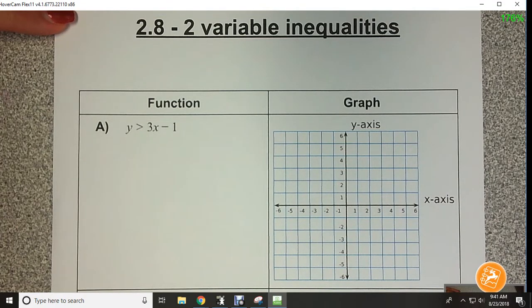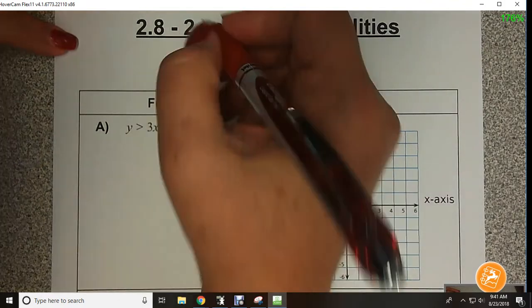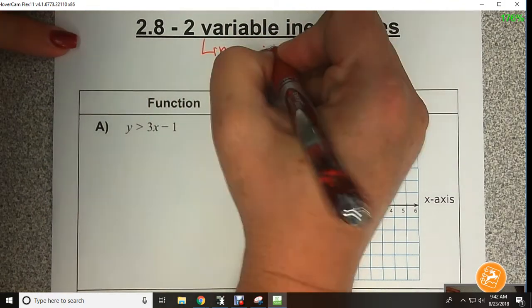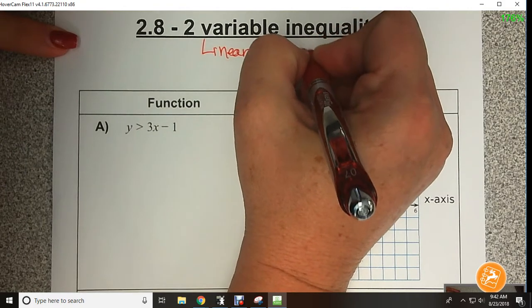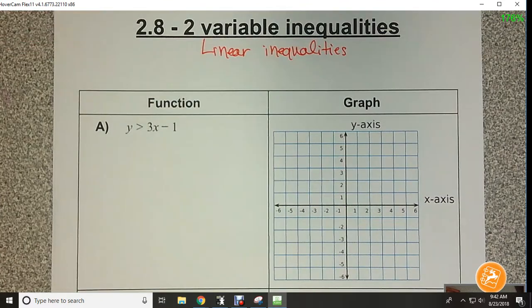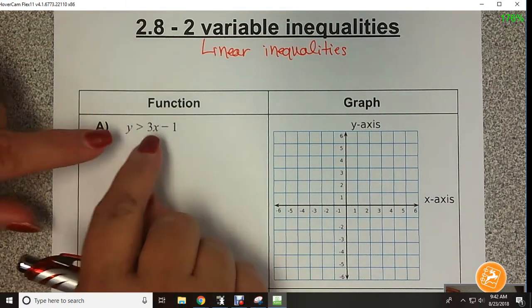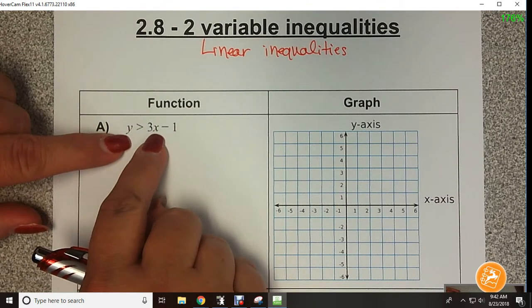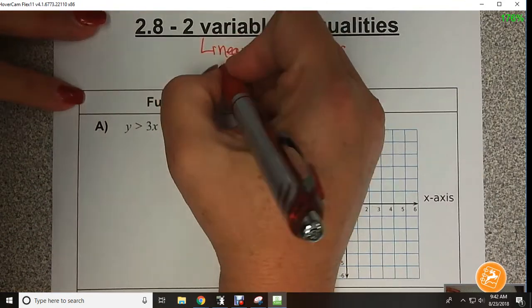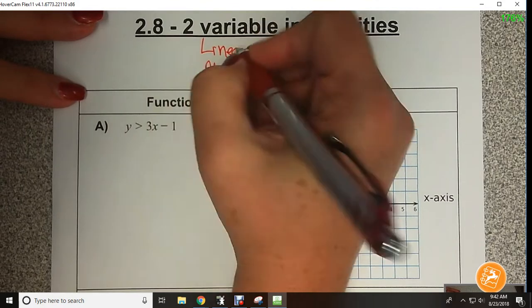Alright guys, this is section 2.8, and these are two variable inequalities, otherwise known as linear inequalities. Anything that graphs a line has two variables, an x and a y. But we're also going to do some absolute value inequalities in this section.